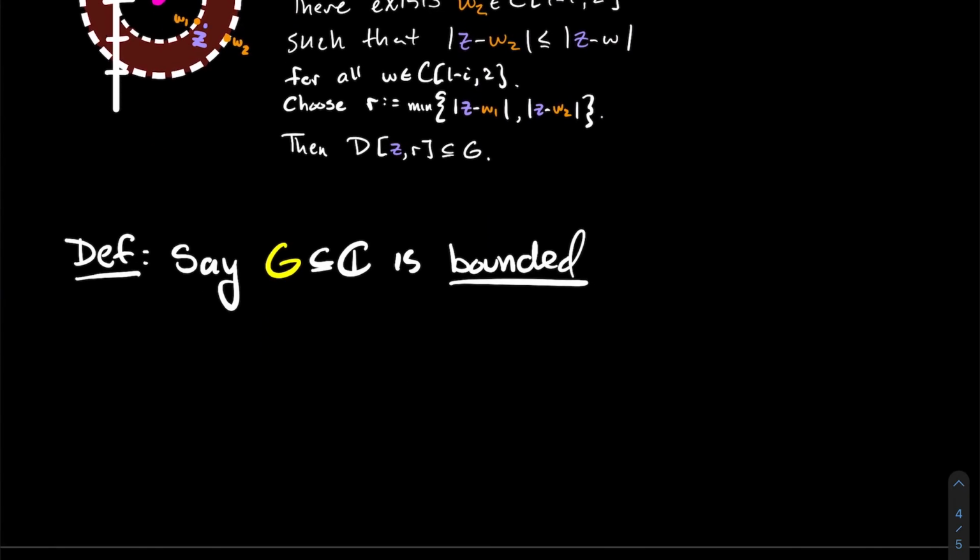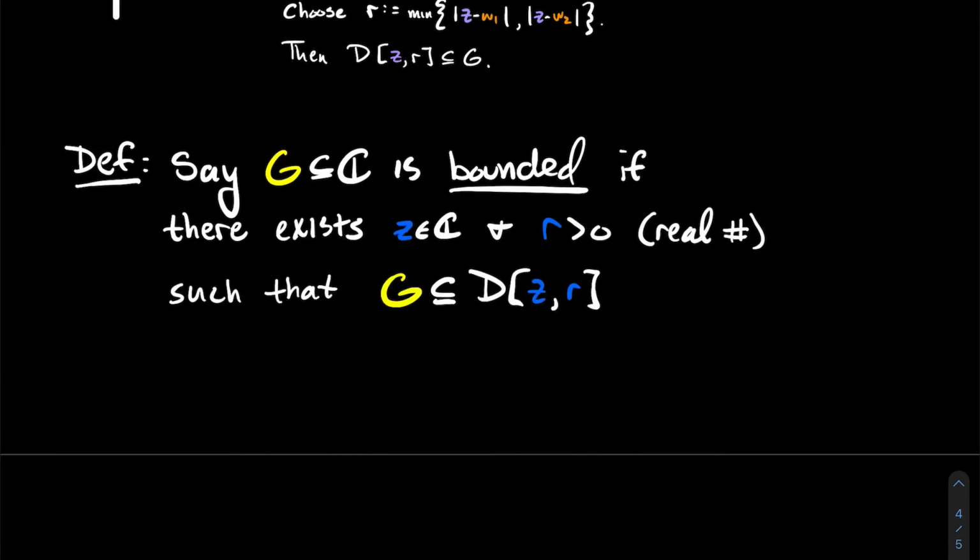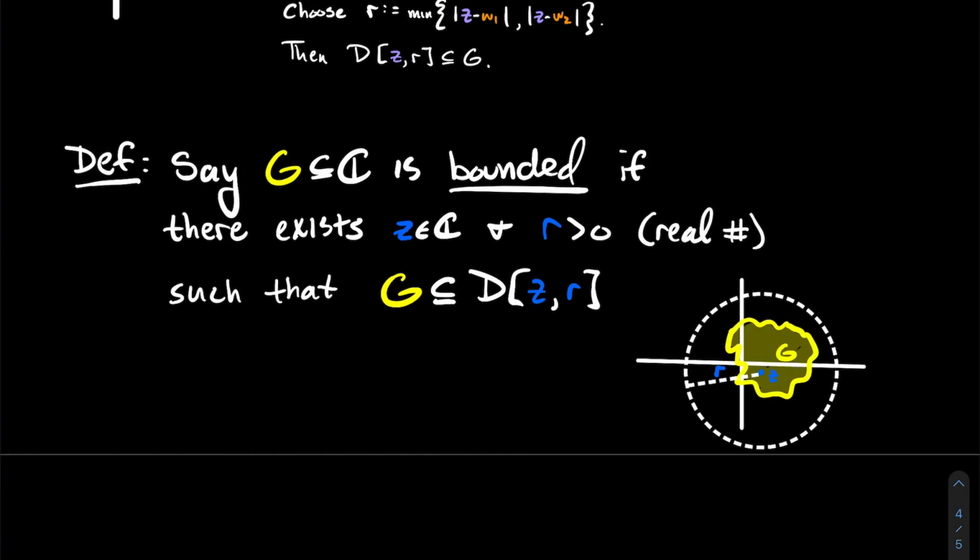All right, so we've got some more definitions to run through here about, again, describing subsets of the complex plane. So we're going to say that a subset G of the complex numbers is bounded if there exists some other complex number Z and some positive real number R, such that G is contained in the disk centered at Z of radius R. So in other words, we're going to say a set is bounded if it fits inside of some disk.